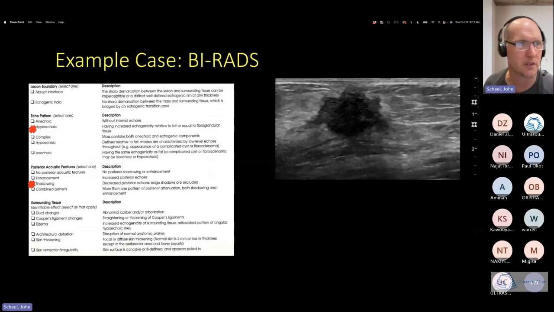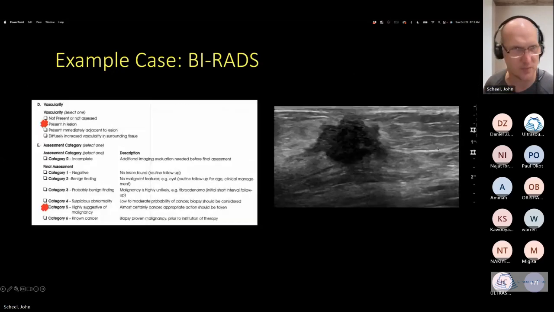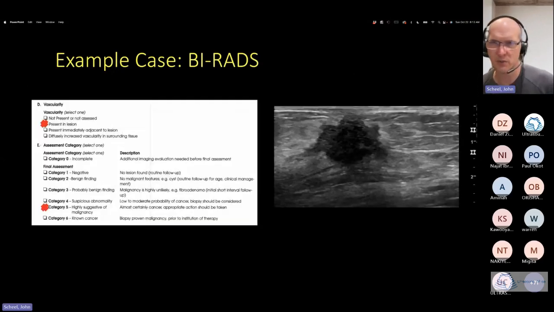It is hypoechoic. That's a mistake on the slide. It should be hypoechoic. And there's shadowing. So you see beneath the mass, it's darker than in the adjacent breast tissue. So then vascularity, which I'm not showing here, is present. And so I would give this a category 5, highly suggestive of malignancy. So it's greater than 95% chance of being a cancer.